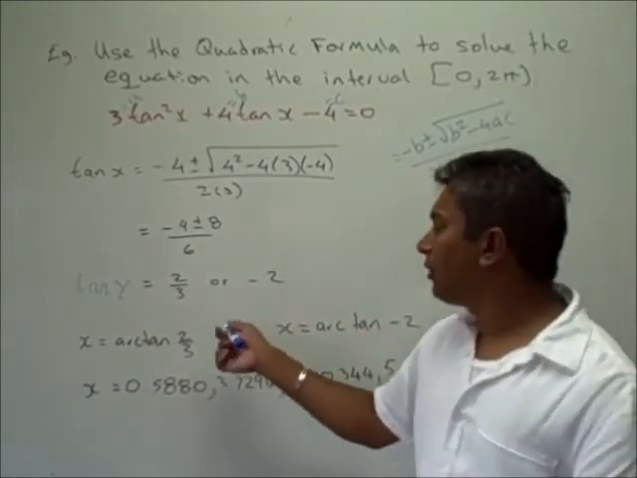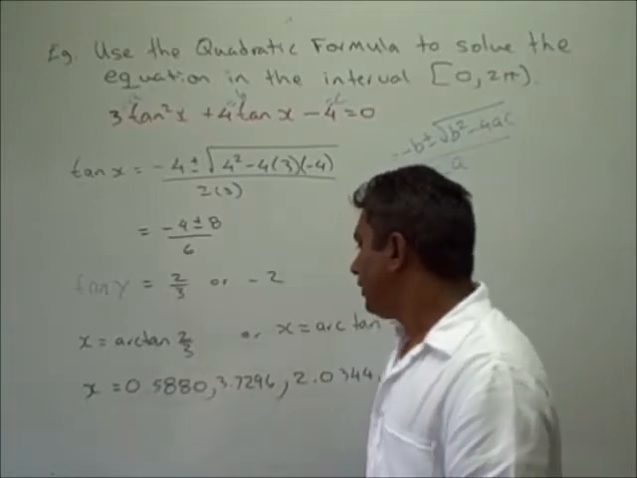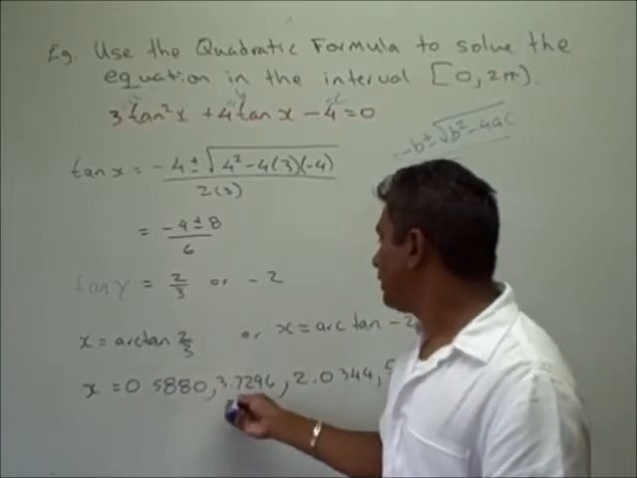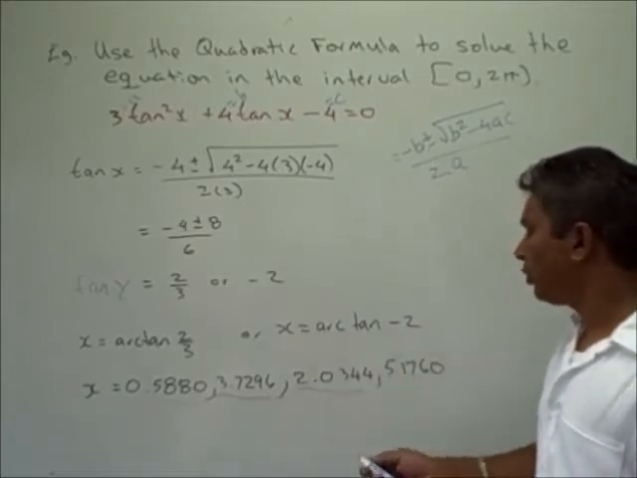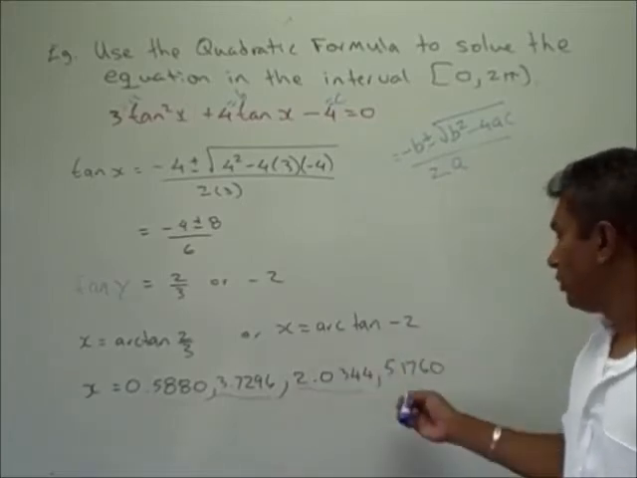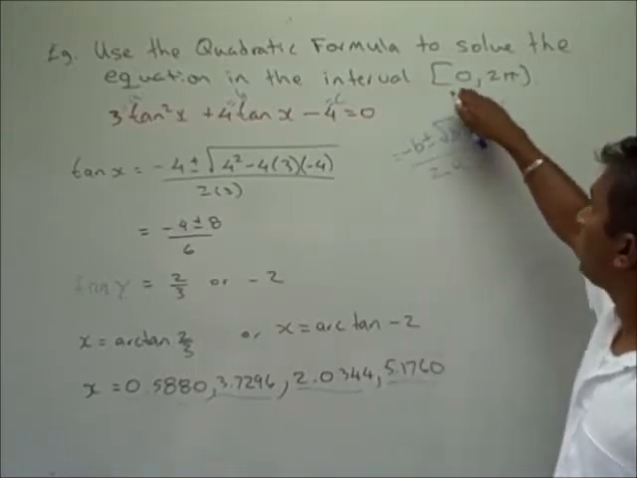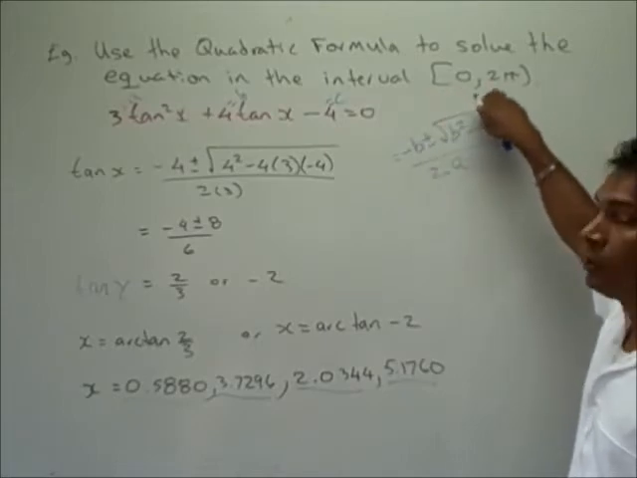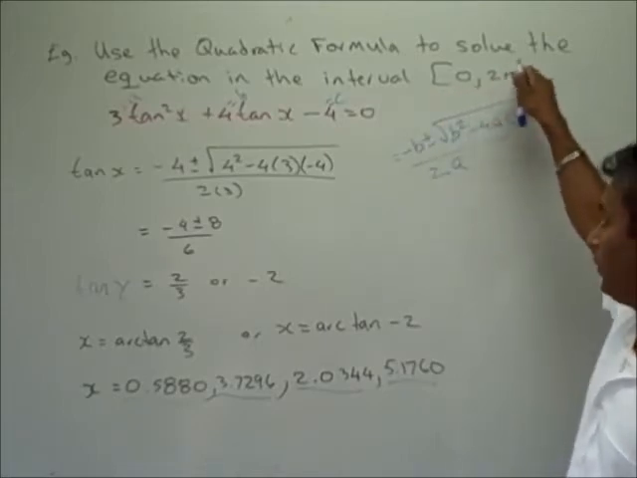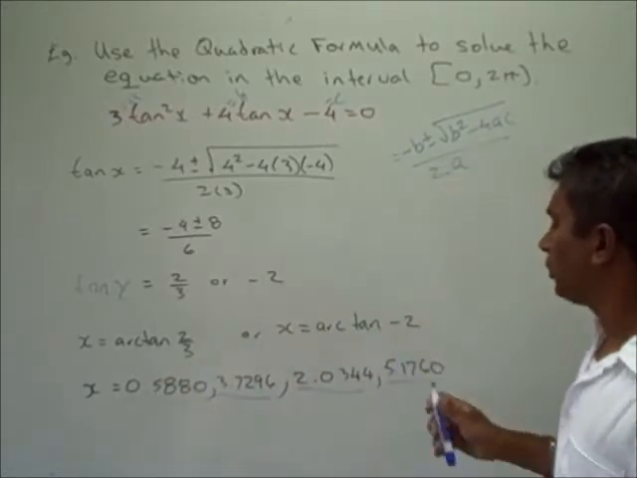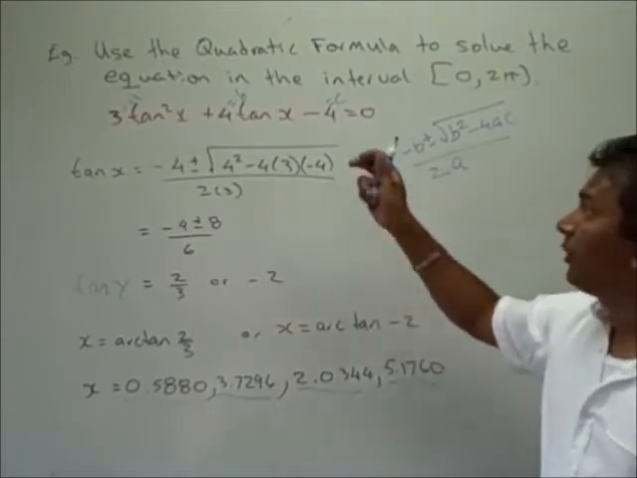From our calculator, the arctan of 2/3 would be 0.5880 or 3.7296. The arctan of negative 2 would be 2.0344 or 5.1760. Because we're finding this on a solution of 0 to 2 pi, and 2 pi is 6.28, within 0 and 6.28 we have 4 solutions for this equation.